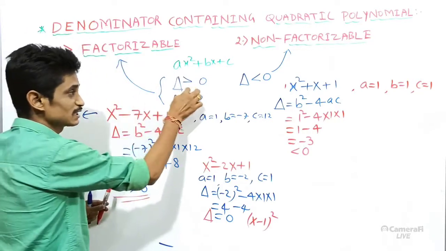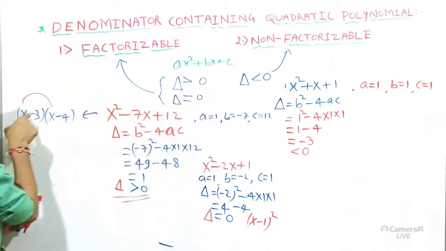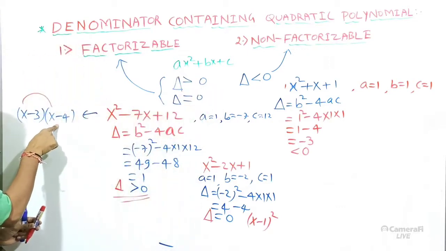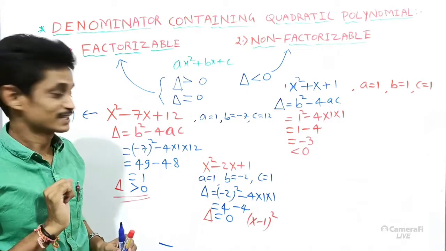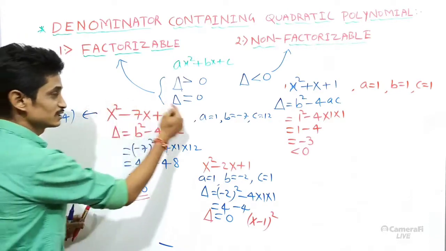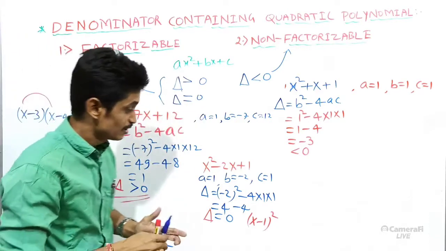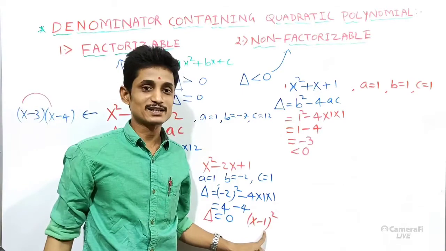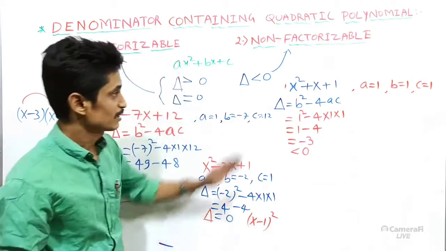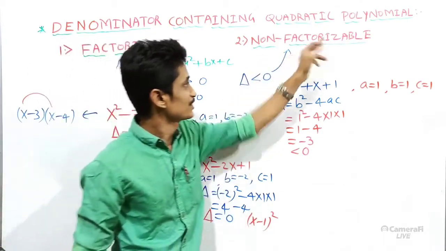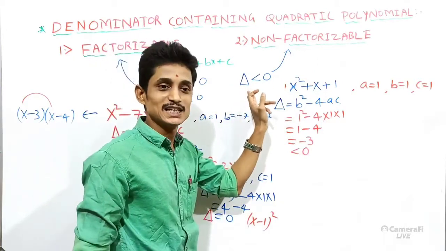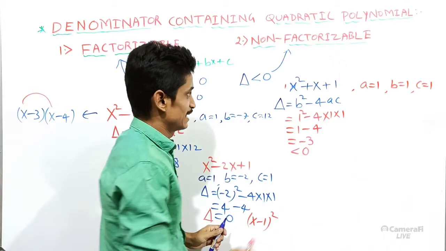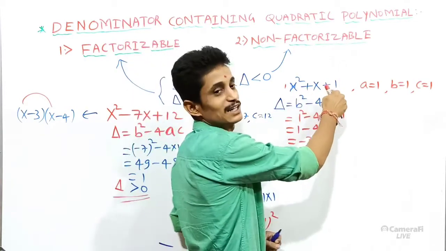Now, when the discriminant is greater than 0, non-repeated linear factors are obtained. What type of factors? Non-repeated linear factors. Next, when the discriminant is equal to 0, repeated linear factors are obtained. Come back to the non-factorizable quadratic polynomial, whose discriminant is less than 0, then you cannot factorize.